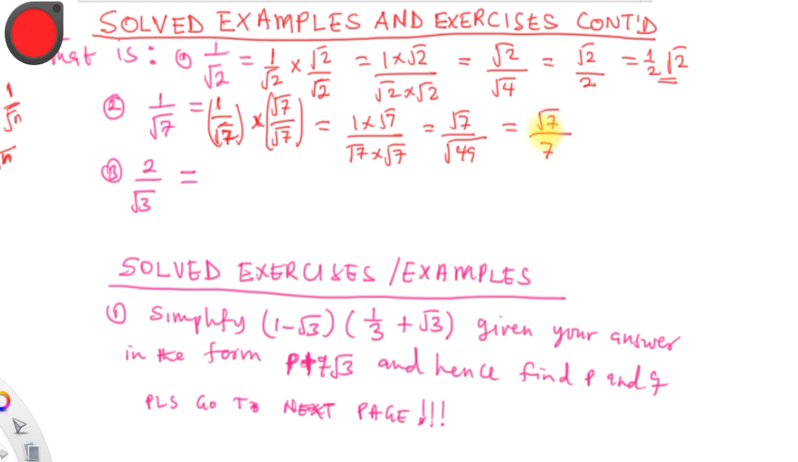So the answer is square root of 7 all over 7, which is the same as 1 over 7 times square root of 7. Or this is the same as over 1, so that if you multiply this, you get square root of 7 over 7, which is the same as 1 over 7 root 7.